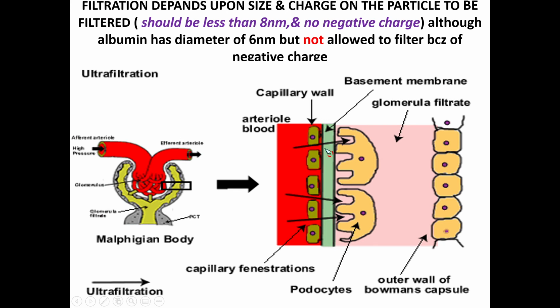These fenestrations are 8 nanometers. Any molecule which has to pass through this should be less than 8 nanometers, and it should have no negative charge. Although the diameter of albumin is 6 nanometers, that means less than the fenestration, it can cross the fenestration, but the second barrier, the negatively charged basement membrane, will not allow the passage of this albumin molecule into this Bowman capsule.